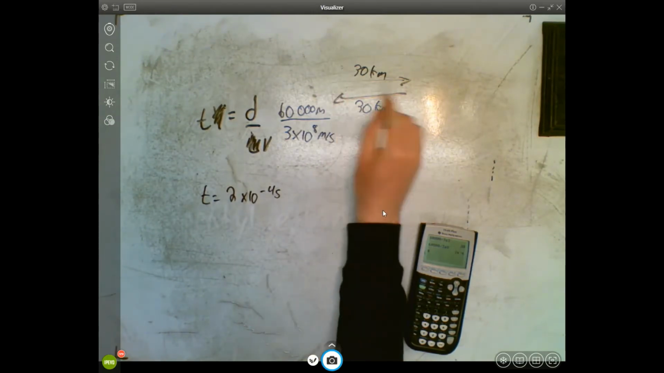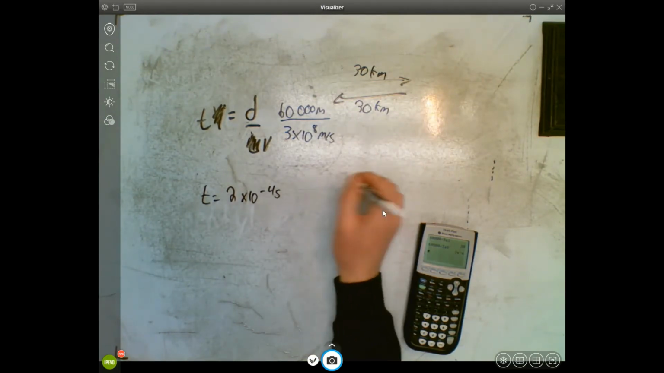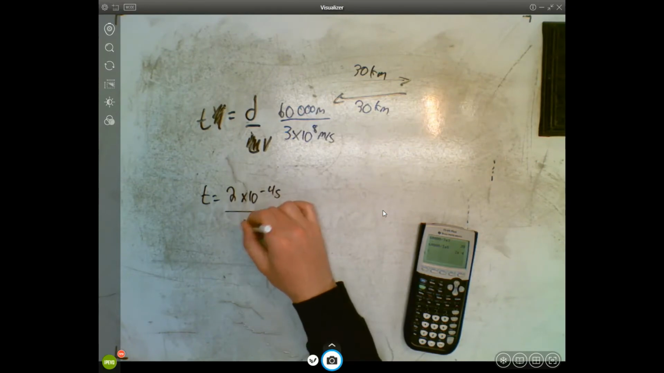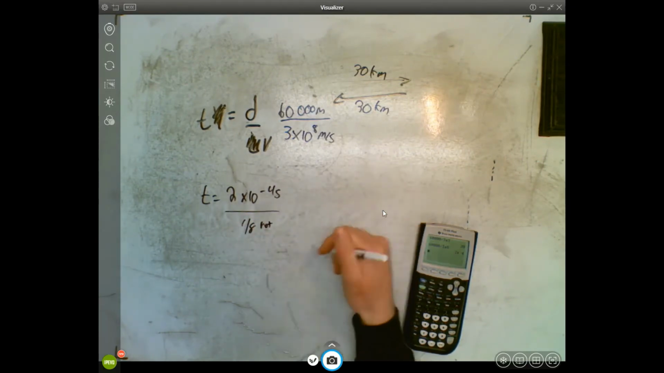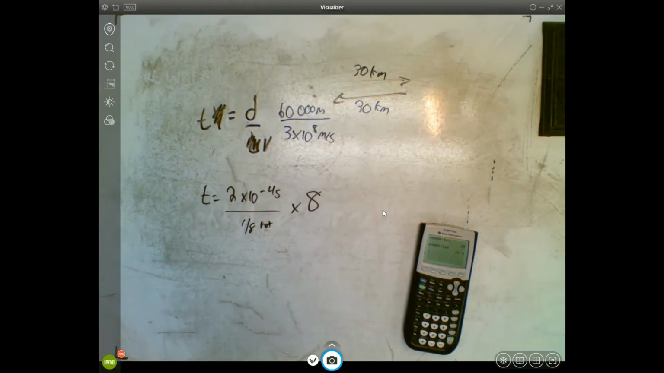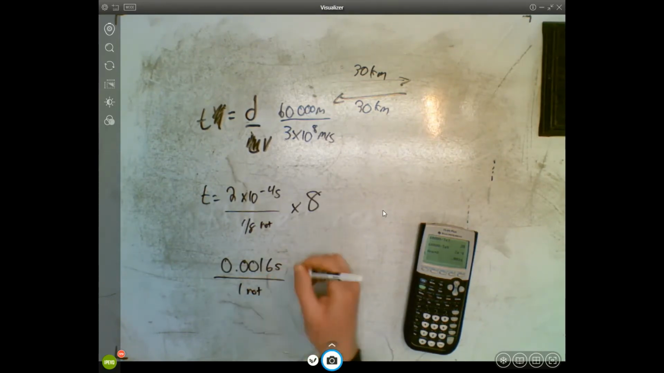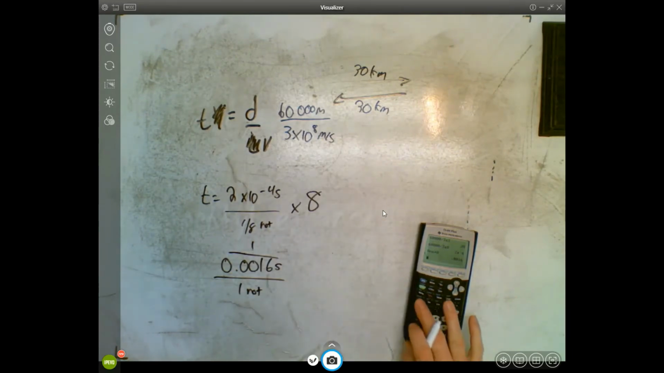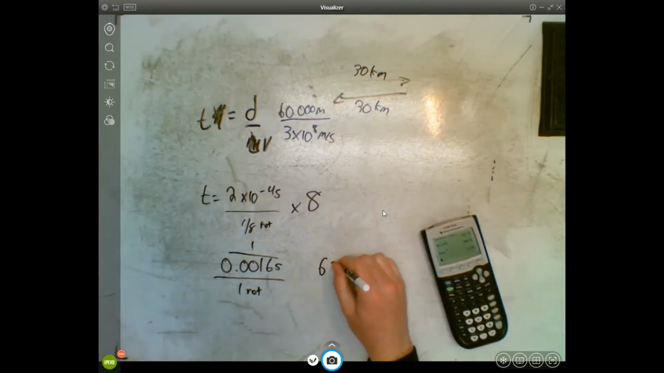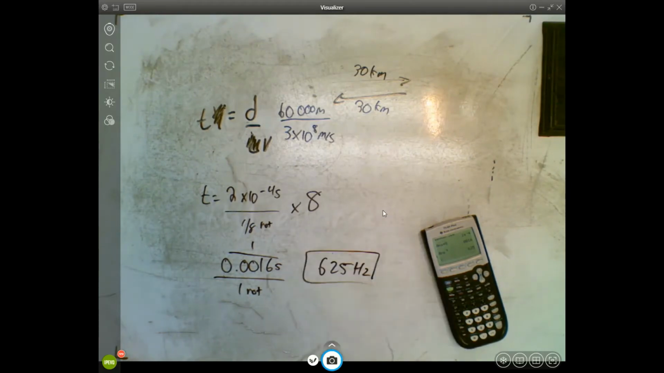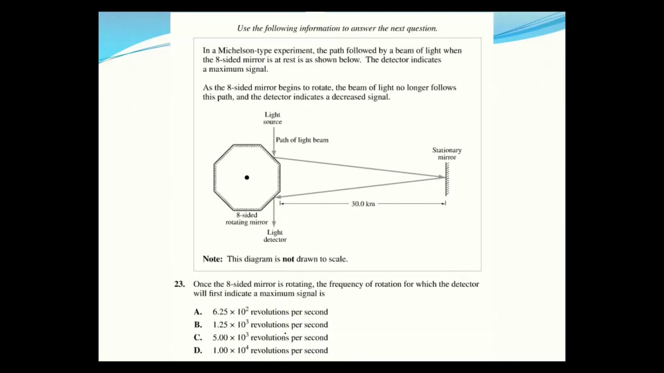So remember, for it to go there and back, our mirror just rotates 1/8 of a rotation. So we want a full rotation, so we have to multiply that number by 8. So a full rotation is 0.016 seconds. Then to get a frequency, we invert it and we get 625 hertz, or rotations per second. So that's going to be A as our correct answer.